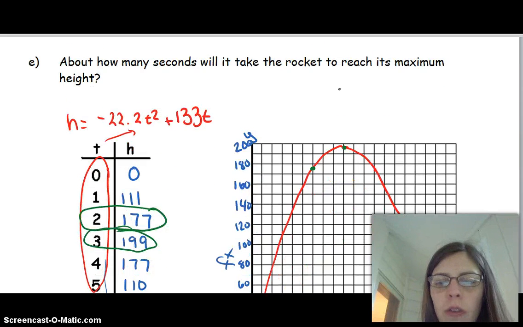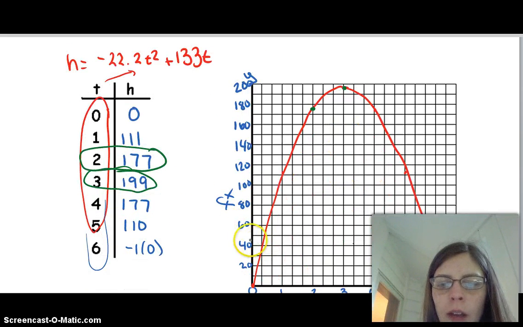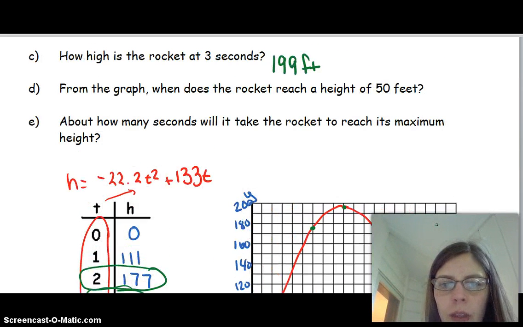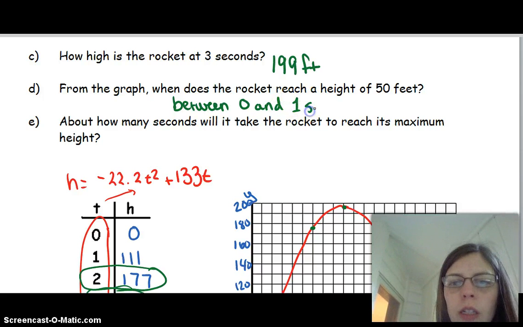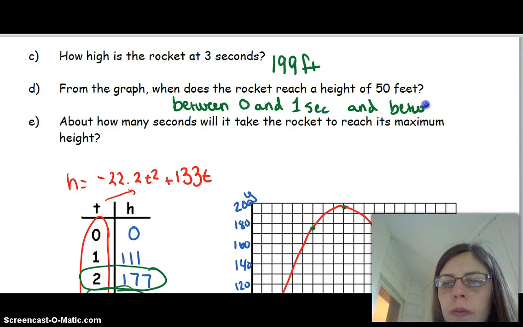So let's look at the graph. We're looking at this graph, and I'm looking at 50 feet. It's right here. It reaches there between 0 and 1 second, and then it also reaches there between 5 and 6 seconds. So between 0 and 1 second, and again between 5 and 6 seconds.